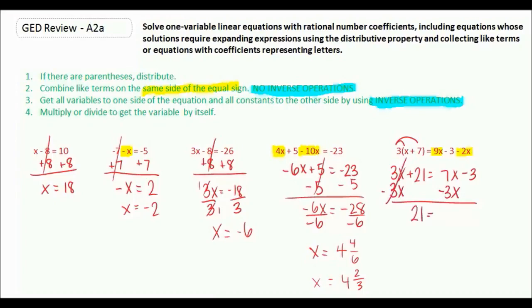which means we have 21. 7x minus 3x is 4x. So all my x's are on the right side. We still have minus 3. Since my x's are on the right side, I need my constants on the left. So to get rid of minus 3, we're going to add 3. So I have 24 equal to 4x. And a final step is to divide by 4, and x equals 6.